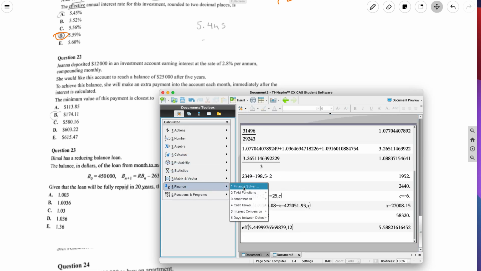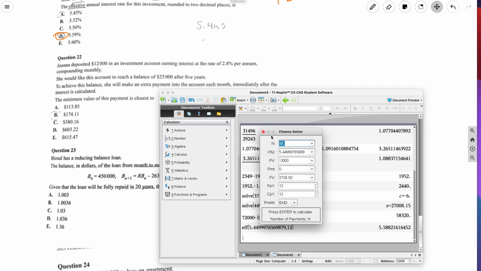So another finance solver, they're pretty heavy on that this year. Number of payments, she wants to do this in 5 years, compounding monthly, and she'll make a monthly payment as well. Do look out if they change the payments per year and compoundings per year. They've never done it, but they could.